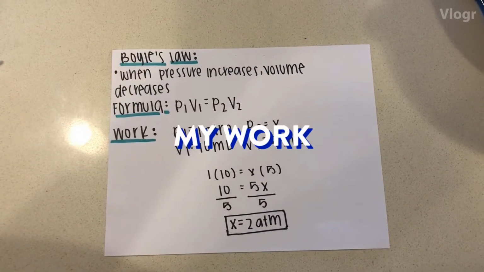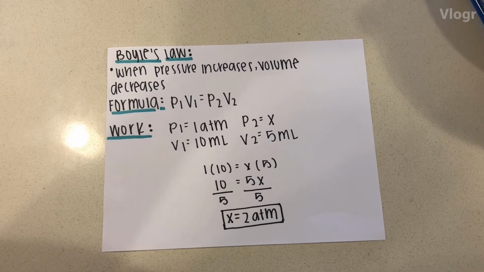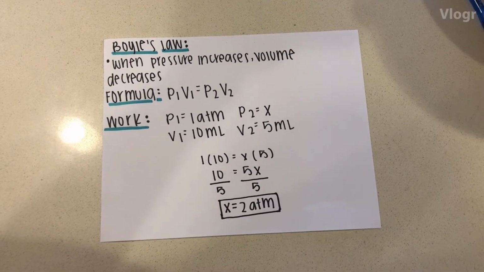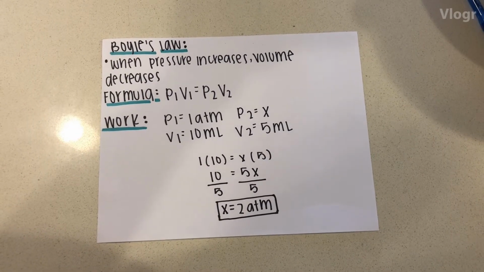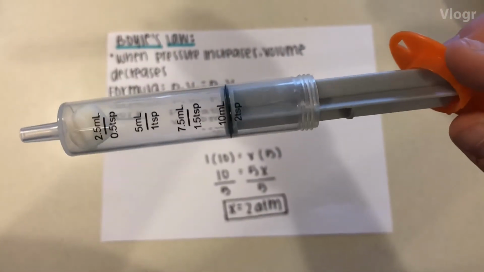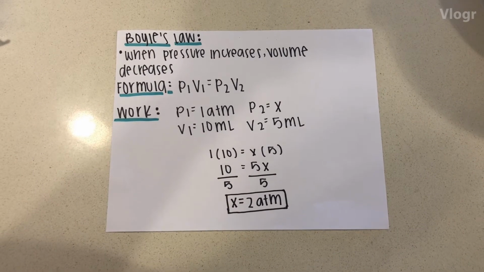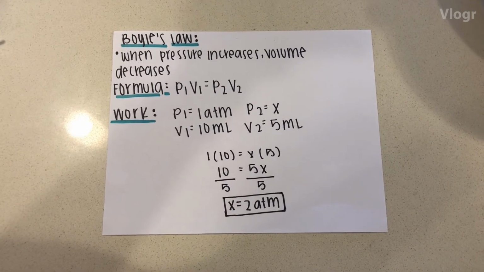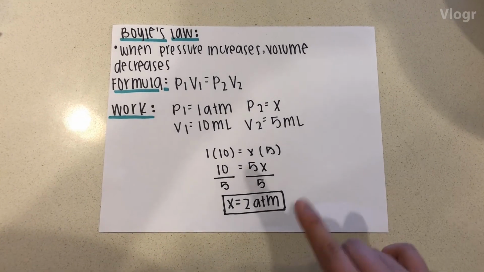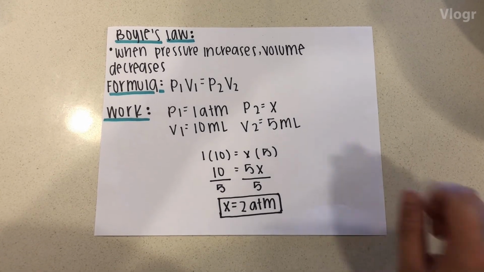Boyle's law states that when pressure increases, volume decreases. The formula for Boyle's law is P1V1 equals P2V2. My work: P1 is just the pressure of the kitchen, which is 1 atmosphere. V1 is what I started the syringe at, which was 10 milliliters. Then P2 is what I was looking for, so I labeled it as X. And V2 is what I pushed the syringe stopper down to. As you can see, I plugged in all my numbers from the formula above, and I got 2 atmospheres, which is what P2 equals.